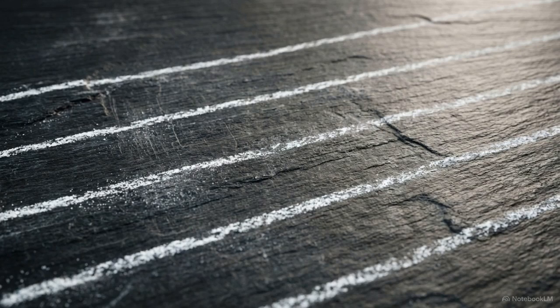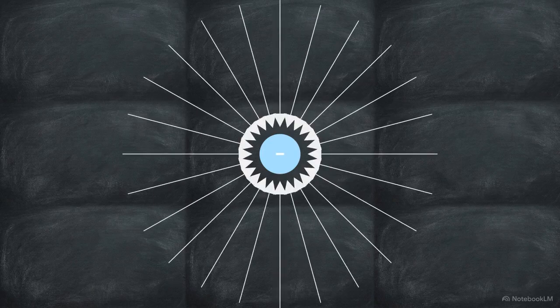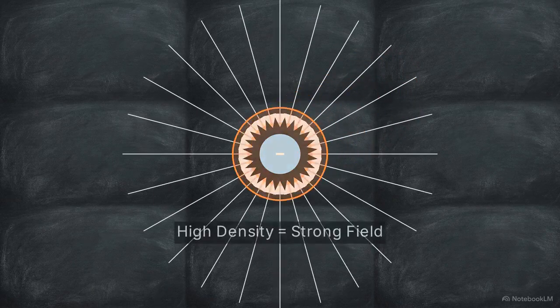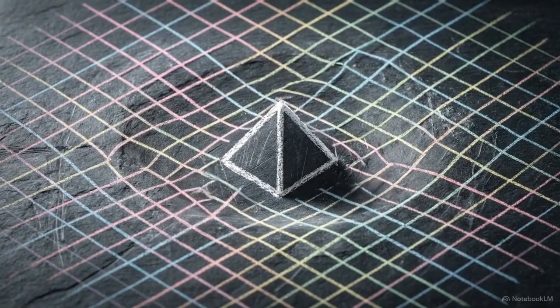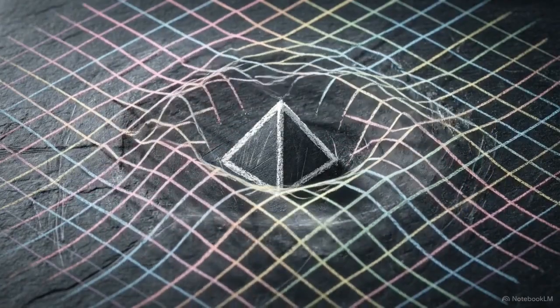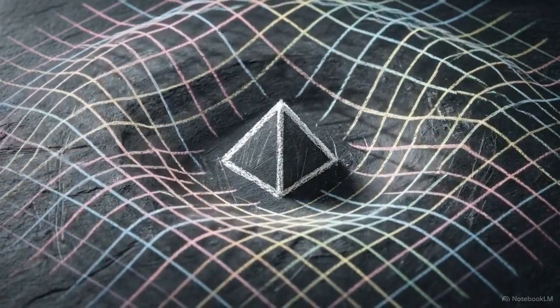We draw these fields using strict geographic rules. Lines must originate at positive sources and terminate at negative ones. Their density indicates field strength, and because a single point in space can only have one force direction, field lines can never cross. By adopting this framework, we no longer track the position of every reacting particle. We simply map the mathematical distortion of space itself.